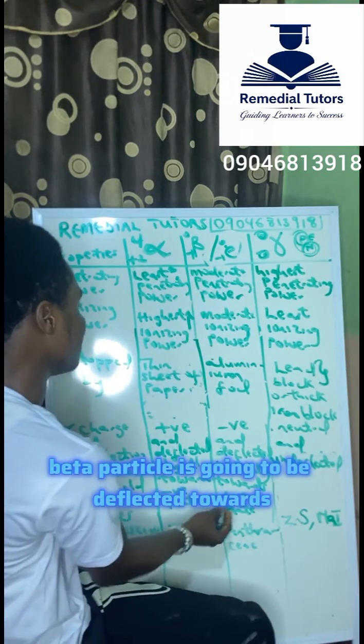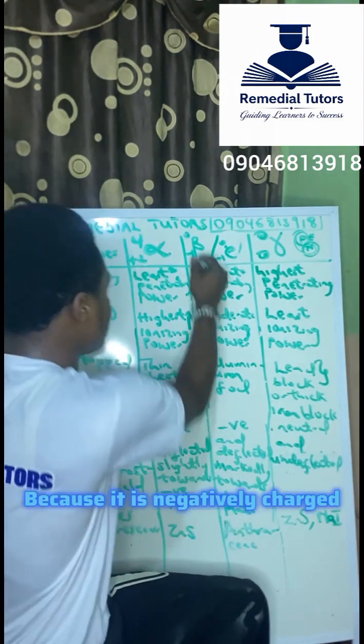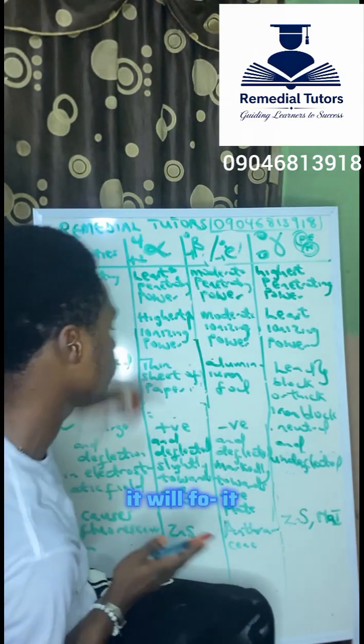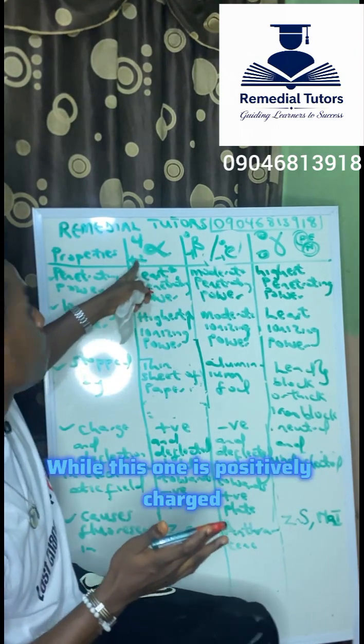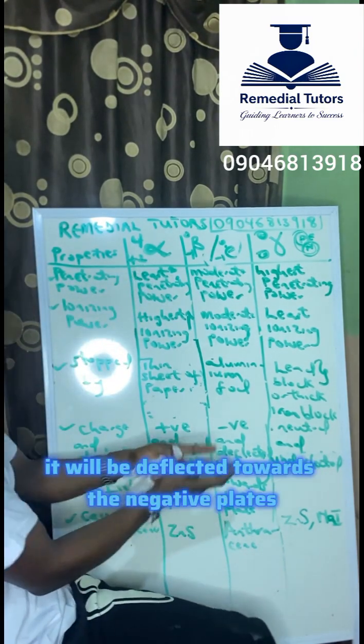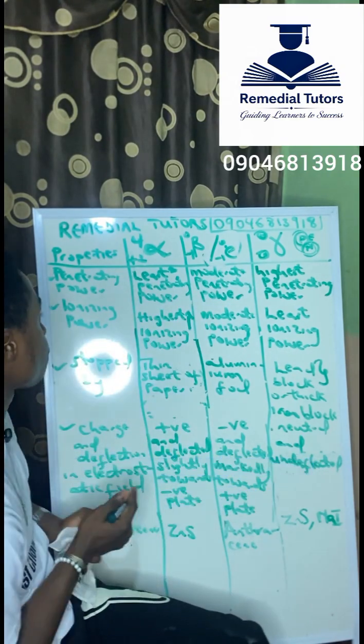Beta particle is going to be deflected towards the positive plate. Because it is negatively charged, it will be deflected markedly towards the positive plate. While alpha is positively charged, it will be deflected towards the negative plate.